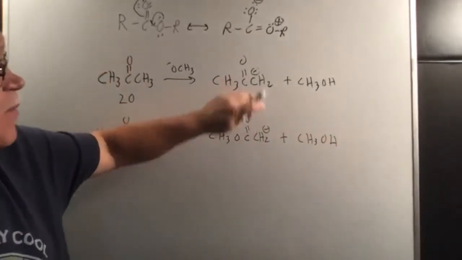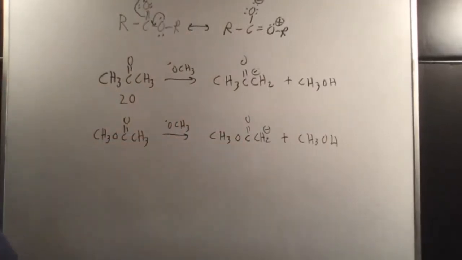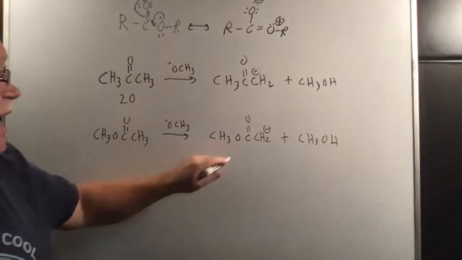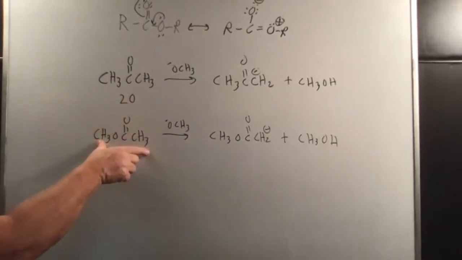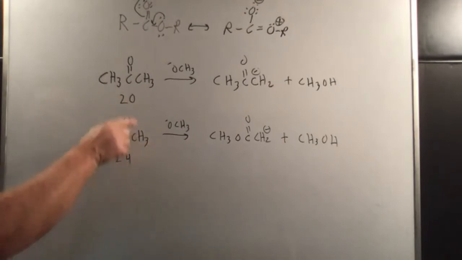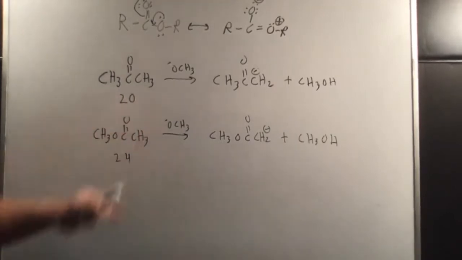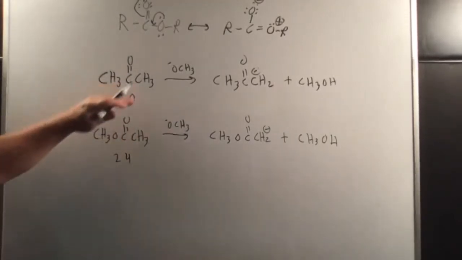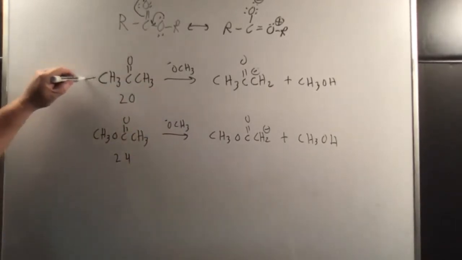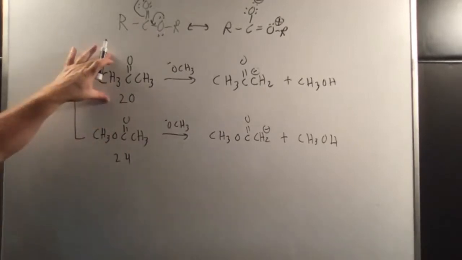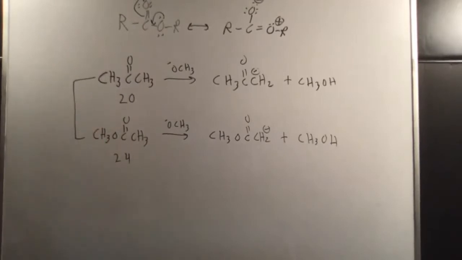Because of the resonance stabilization of the electrons in this one, this compound turns out to be less acidic. It has a pKa of 24. So notice this compound, the ester, is 10,000 times less acidic than the ketone. So what you need to know from this is that ketones and aldehydes are more acidic than esters, okay?